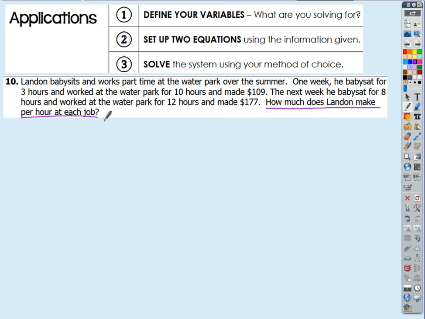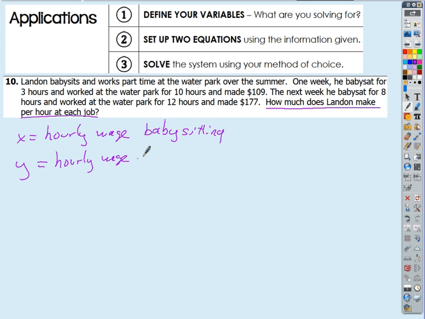Okay, good. So X is gonna equal hourly wage babysitting. And we'll just call the other one Y. What's Y gonna be then? Hourly wage at the water park. I don't wanna write so much, right? Water park. Okay, so now we gotta come up with some equations.